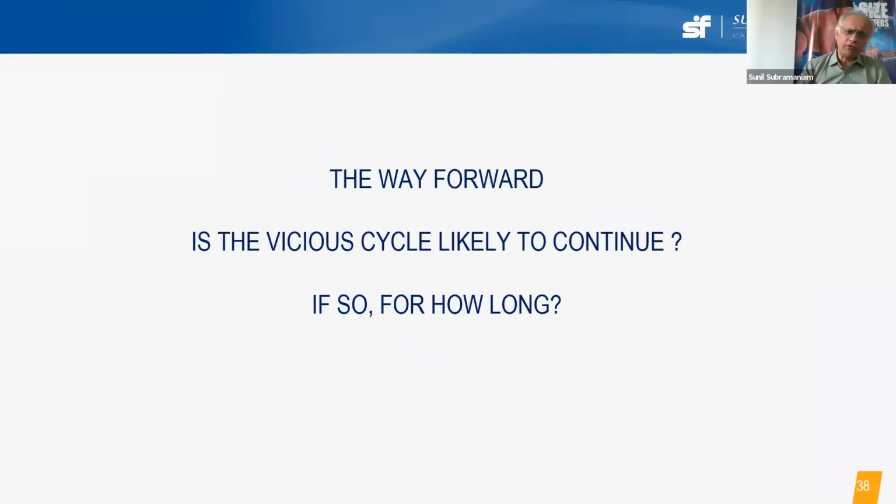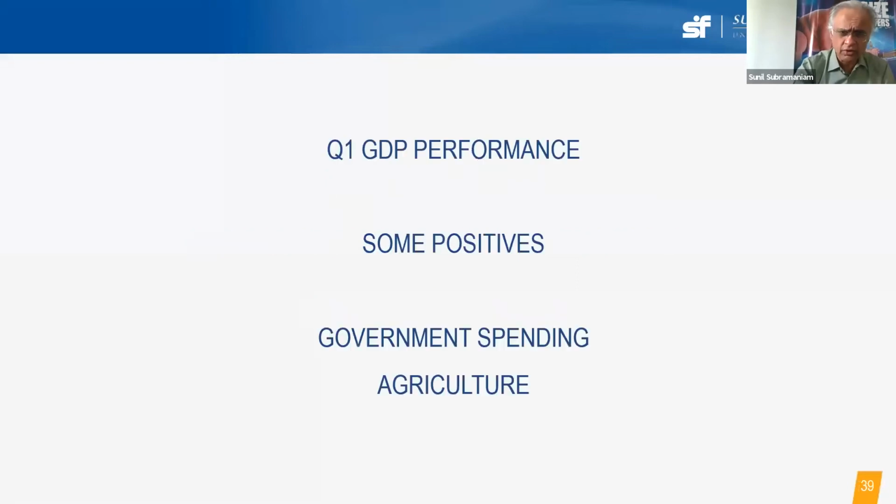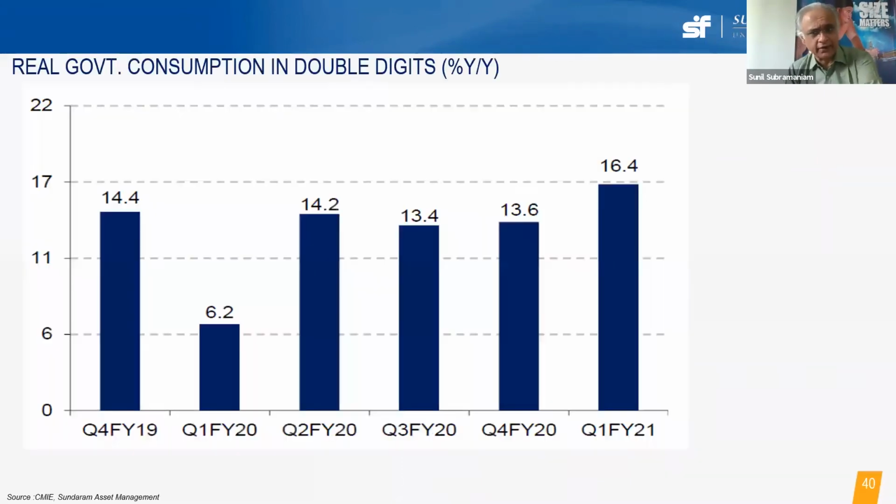So going forward, how long is this vicious cycle to continue? If so, for how long? You have to look at it this way, right? There is some positive in this 23% negative. First is that government spending has started. The government has been consistently spending with double-digit growth, but in the last quarter they stepped it up to 16%.